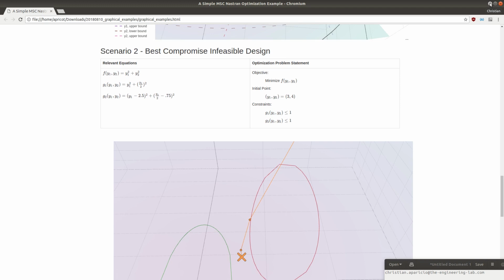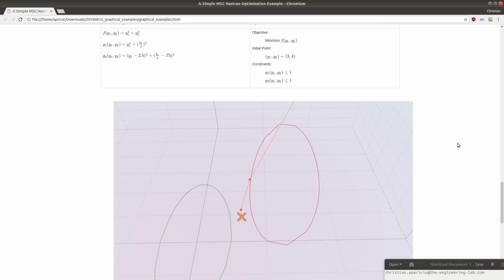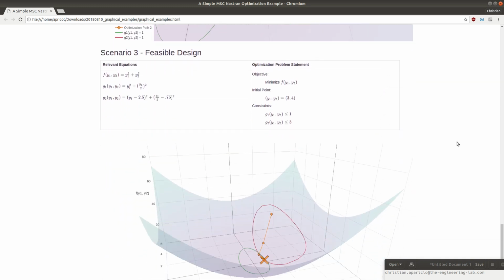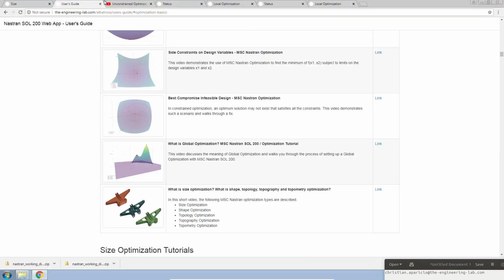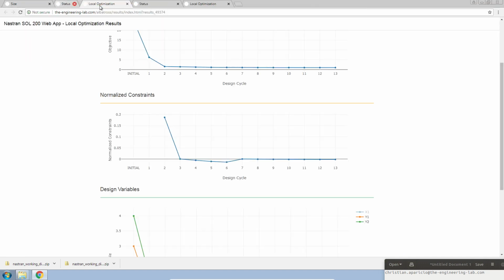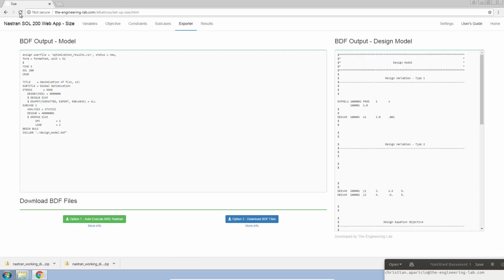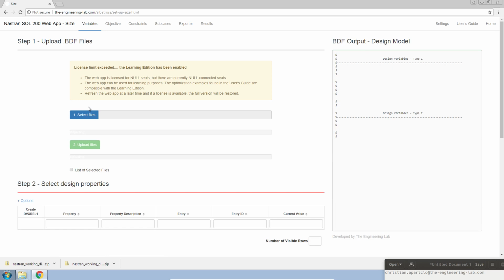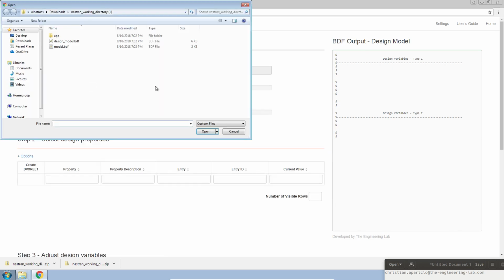So let's go ahead and discuss how to do this in Nastran. I want to show you what the error message looks like, and then I want to show you how to fix this message. So let's go ahead and start with the starting files. Feel free to go to the video description, download the solution files, and follow along. So let's go ahead and download the solution files from before.